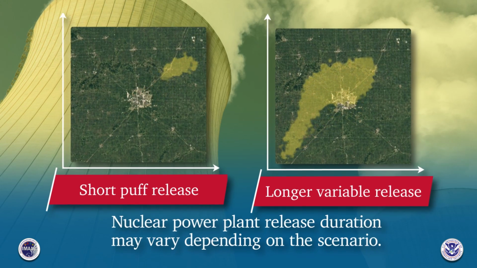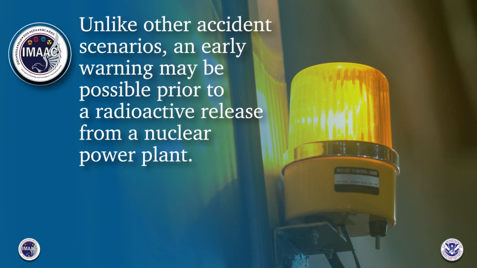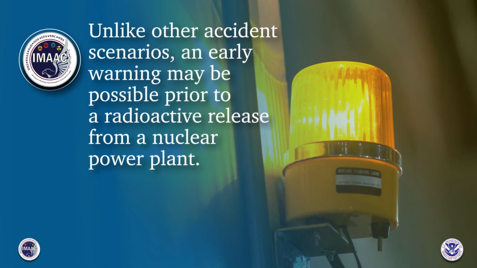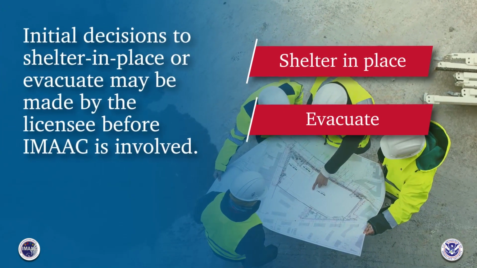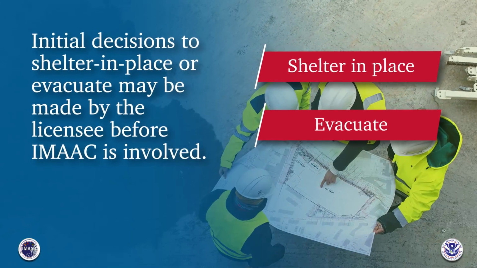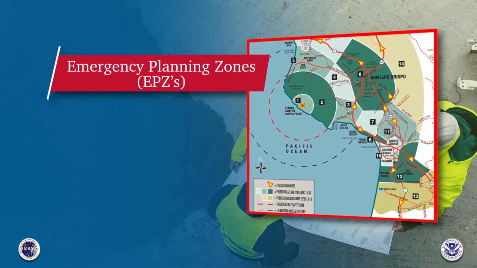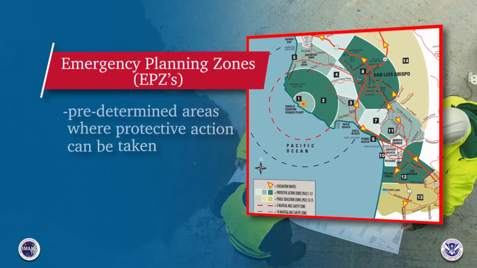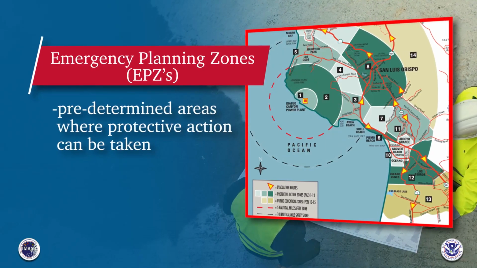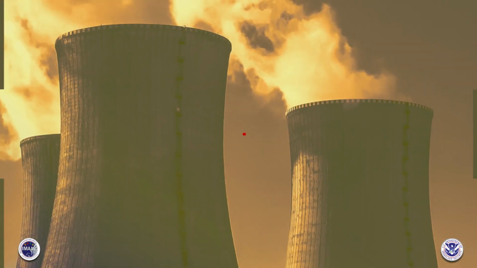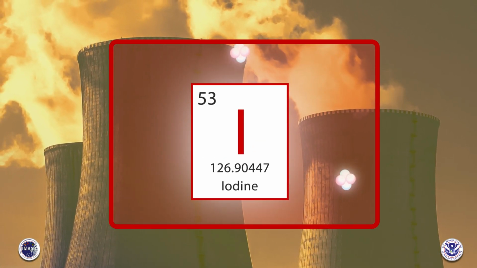Unlike other accidental release scenarios, an early warning may be possible prior to a release of radioactive materials from a nuclear power plant. In such cases, the initial decisions to shelter in place or evacuate nearby residents may be made by the licensee before IMAC is involved. Each nuclear power plant has predetermined emergency planning zones, or EPZs, where protective actions can be taken before waiting for results of situation-specific modeling. Another important aspect of a nuclear power plant release is that radioactive iodine is likely to be a component of the release.